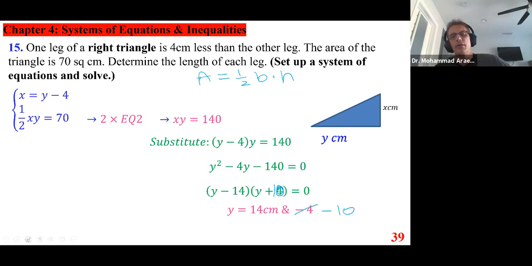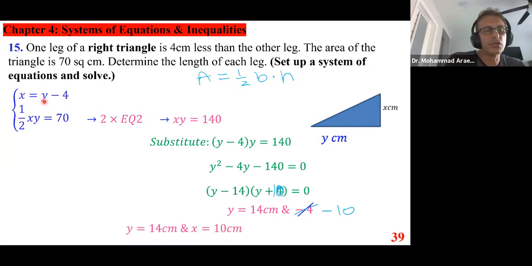However, dimensions can't be negative. Because they can't be negative, this negative 10 is out. It's no longer acceptable, okay? So the only acceptable answer is y equal to 14 centimeters. And if you subtract 4 from it, you get x. So x must be 10 centimeters.